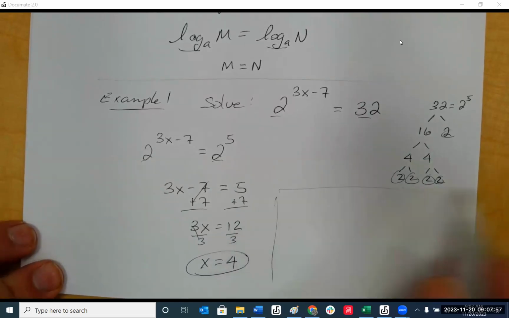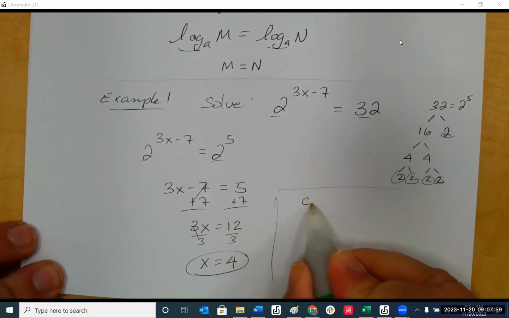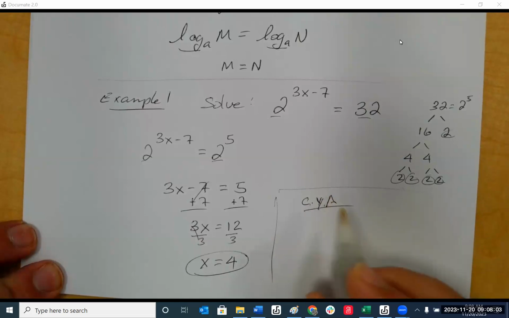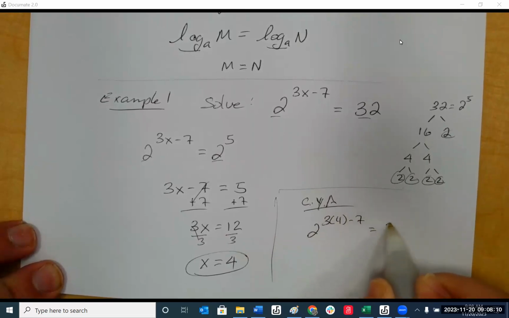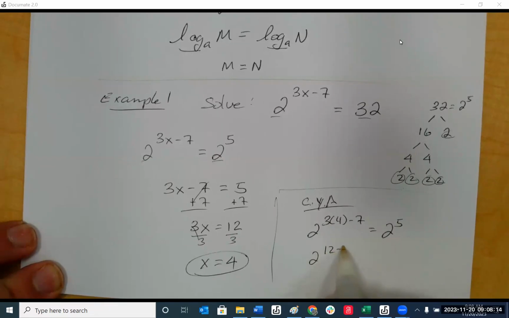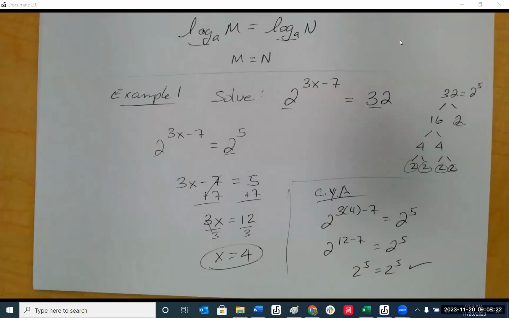And of course, be safe. Always check your answer. 2 to the 3 times 4 minus 7 equals 2 to the 5th. 12 minus 7 is 5. 2 to the 5th equals 2 to the 5th. That's a good answer.